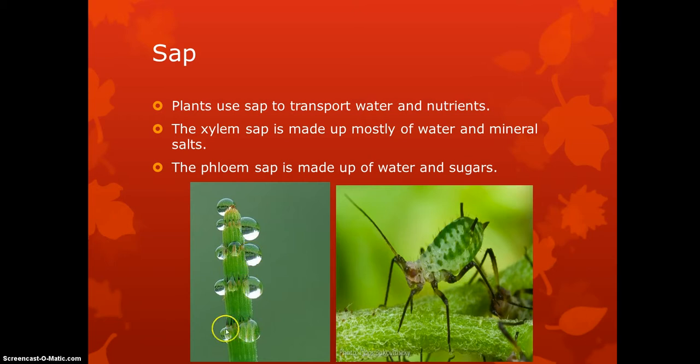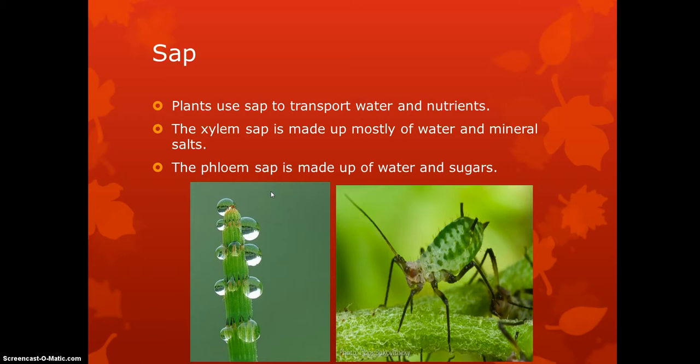And it uses the sap, which goes through the tubes, to transport water and nutrients. So if you think of an MRT line, the tubes are the MRT railway tracks, alright, and the sap is like the train itself. It is used to transport things.